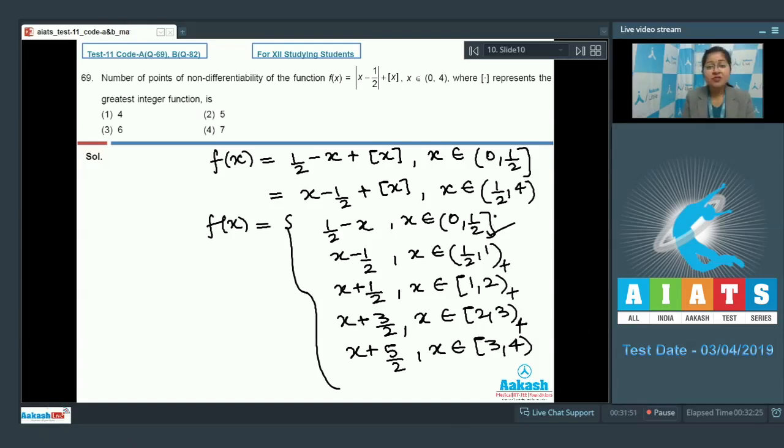Now let's check differentiability at x equal to half. LHD at x equal to half will be minus 1 and right hand derivative will be 1, which are not equal. We can say that the points of non-differentiability are 1 by 2, 1, 2 and 3. Hence we have 4 such points. Therefore the correct answer is option number 1.